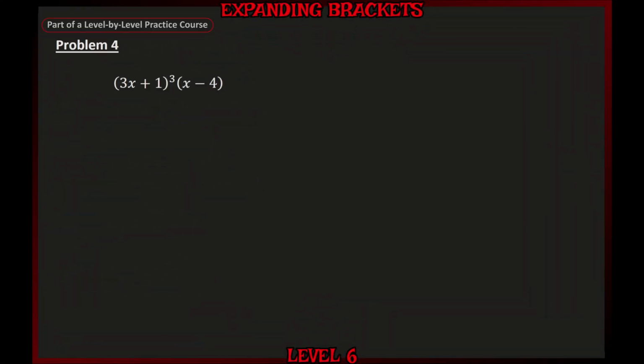In problem 4, we're expanding and simplifying 3x plus 1 cubed multiplied by x minus 4. To start, I can rewrite the 3x plus 1 cubed bracket as 3x plus 1 multiplied by itself and multiplied by itself again. And we also need the x minus 4 at the end. So what we have here is a product of 4 brackets. And a nice way of doing this is to expand the first 2, expand the last 2, simplify, and then multiply the final 2 brackets out.